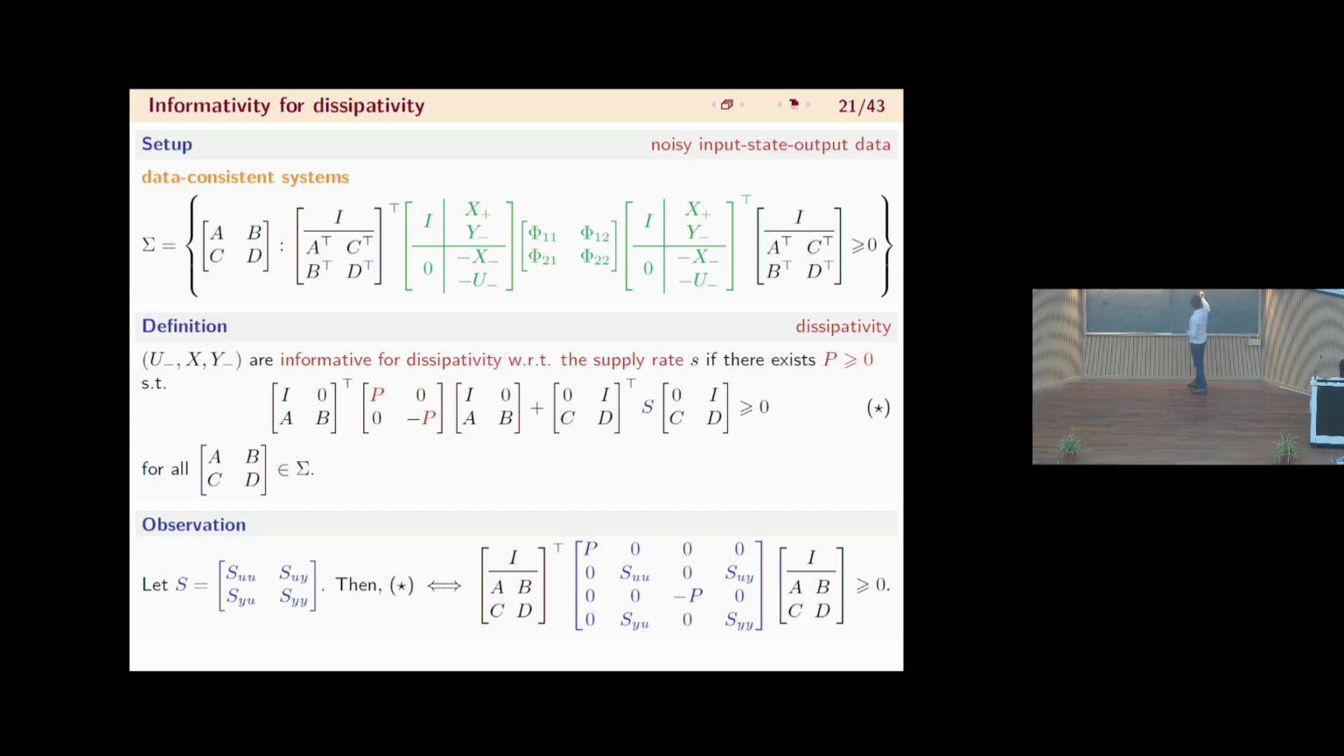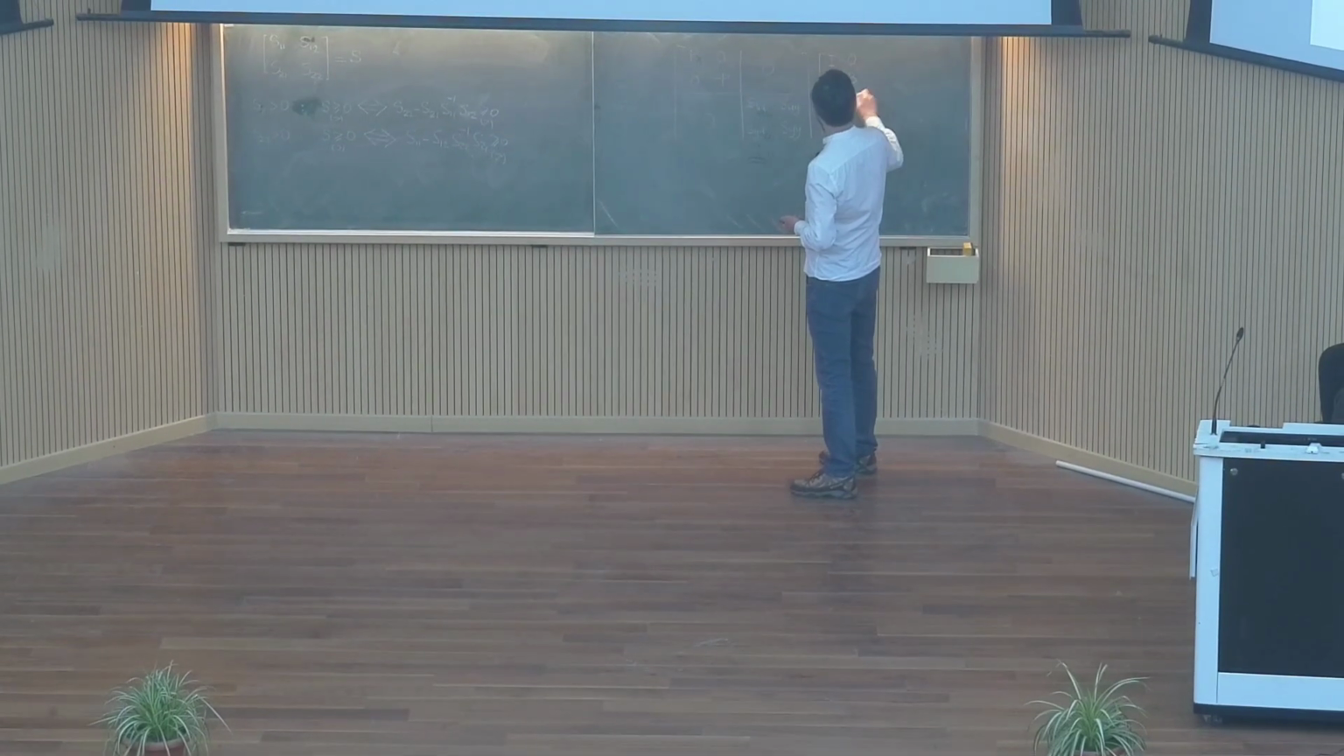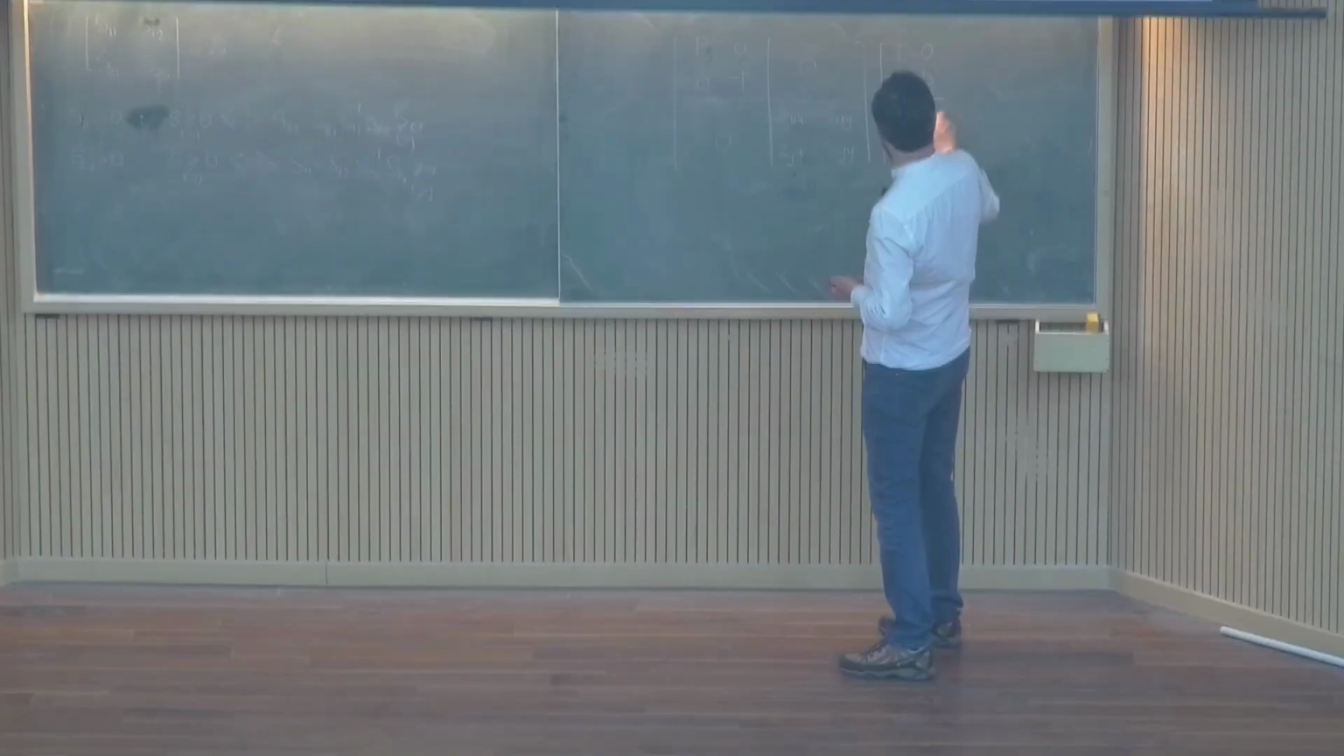I am going to write star in the following way. I take P, 0, 0, minus P, and S, this is the S matrix partitioned, and zeros here. And I write I, 0, A, B here and 0, I, C, D here.